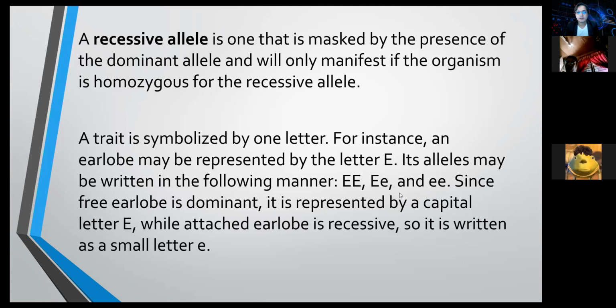A trait is symbolized by one letter usually. For instance, an ear lobe may be represented by letter E, dominant E. Its allele may be written in the following manner. Two capital letter E symbolizes homozygous. Why homozygous, sir? Because it carries only one kind of allele, a pure allele.